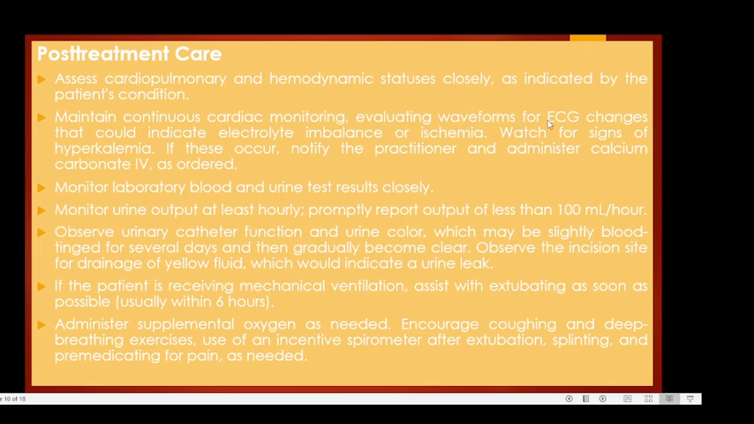You need to evaluate the waveforms for ECG changes, especially in hyperkalemia, guys, where we have peaked T waves, wide QRS, and prolonged PR intervals. If these occur, you need to notify the practitioner to prescribe calcium carbonate so that you can administer it as ordered. You need to monitor laboratory blood and urine test results closely. Monitor urine output at least hourly. Promptly report output of less than 100 mL per hour.